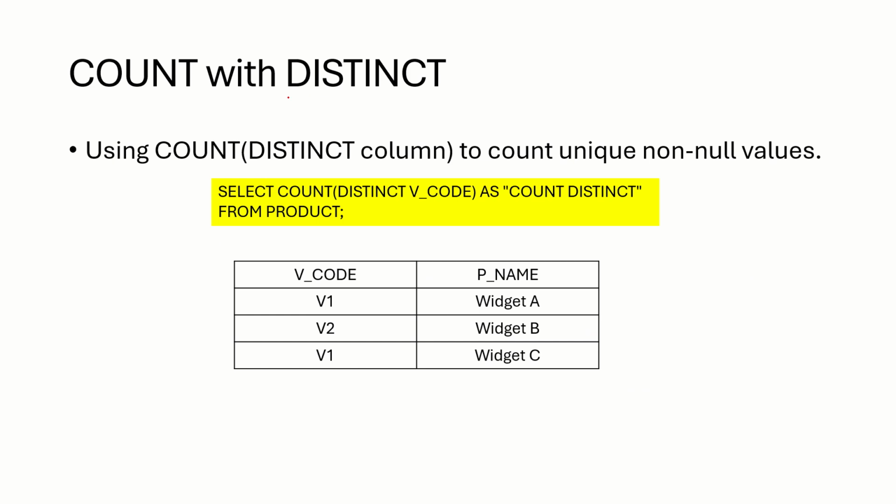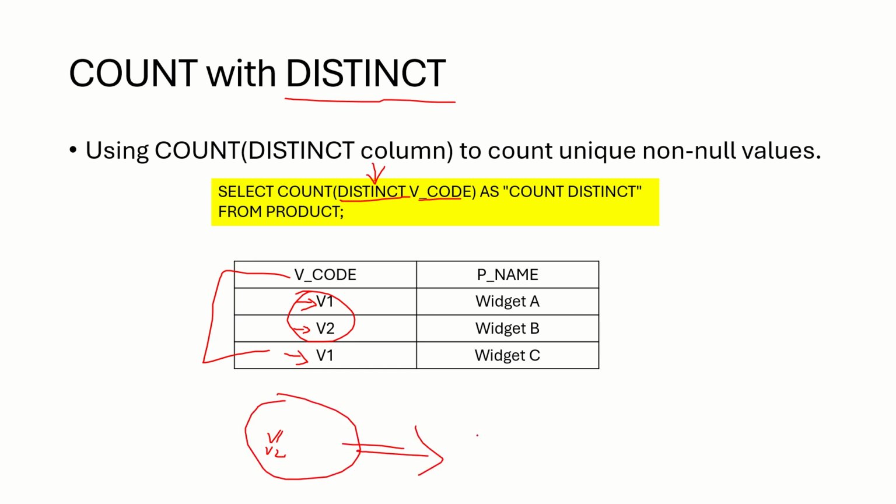As we said, you can try to count unique values. In this example, we count distinct V code. V code is right here. We have 1, 2, 3. However, we're using the keyword distinct, which means we only return the unique values. So right here there are only V1 and V2. Then we count, which is 2. So this code will return 2.